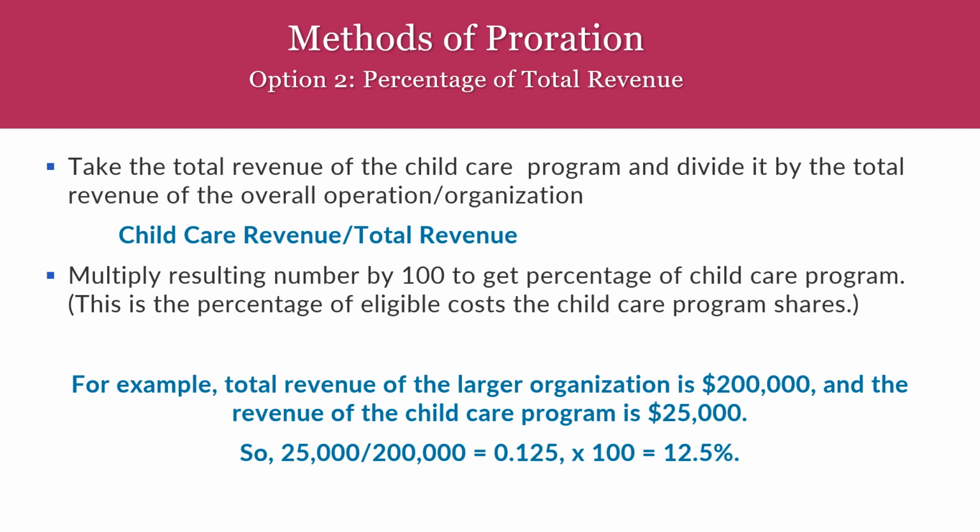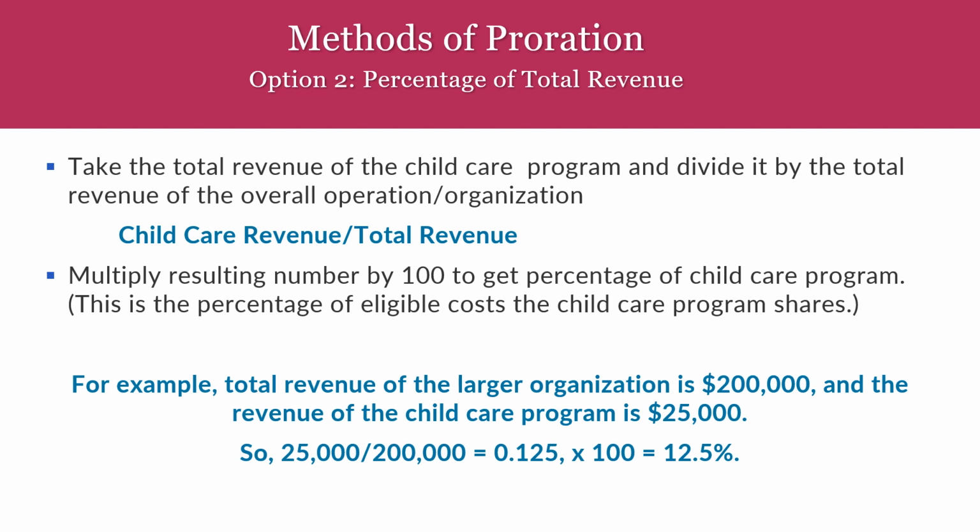First, you need to calculate the total revenue for your entire facility. If, for example, you are a fitness center that includes a child care program, you need to calculate your total revenue from all of your payments, including your child care program. Next, calculate the revenue from your child care program only. Make sure you are using the same time period, typically your fiscal year, for both of these calculations.